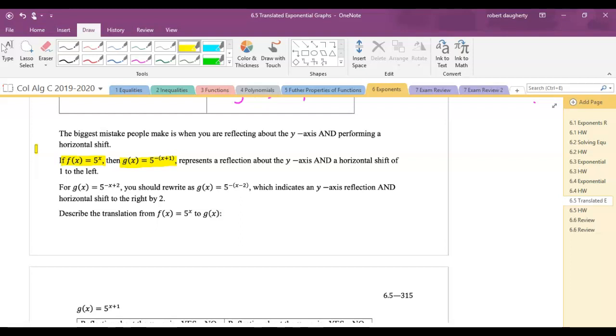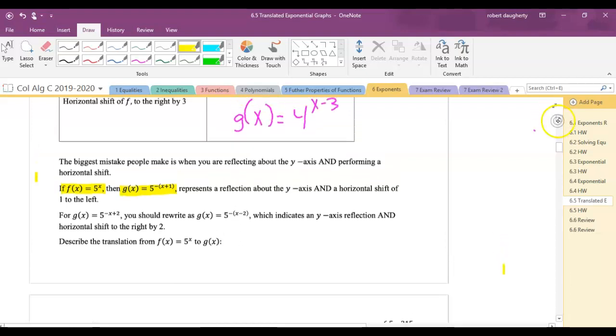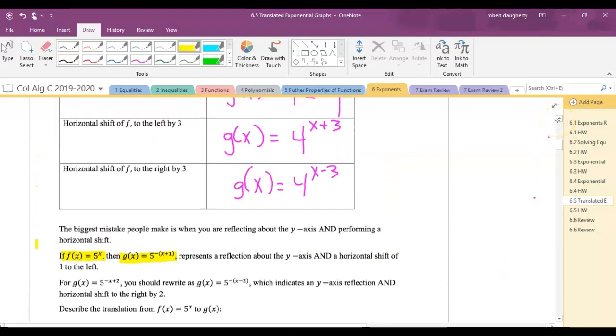Yes. Okay. Guys, you're going to have to be able to recognize this. Negative x plus 2 is the same thing as negative of x minus 2. How do I know those are the same things? Let's distribute this. This is negative x minus negative 2. These are the same things, okay?